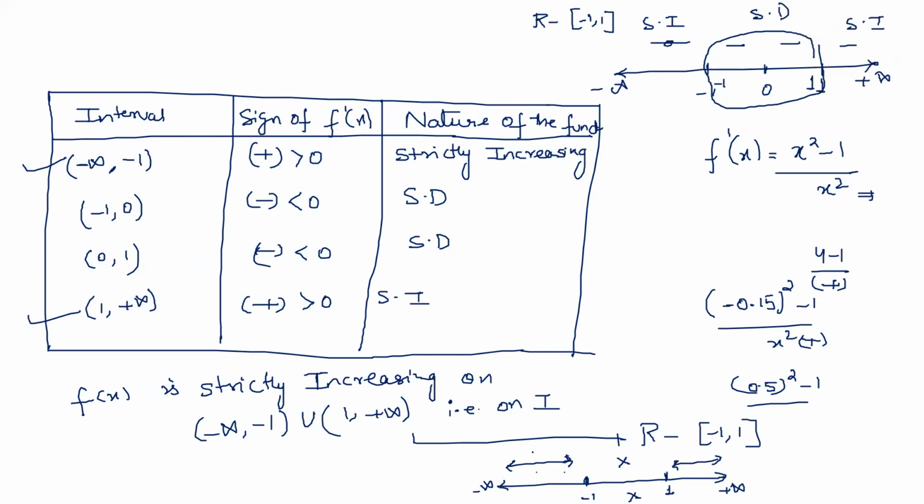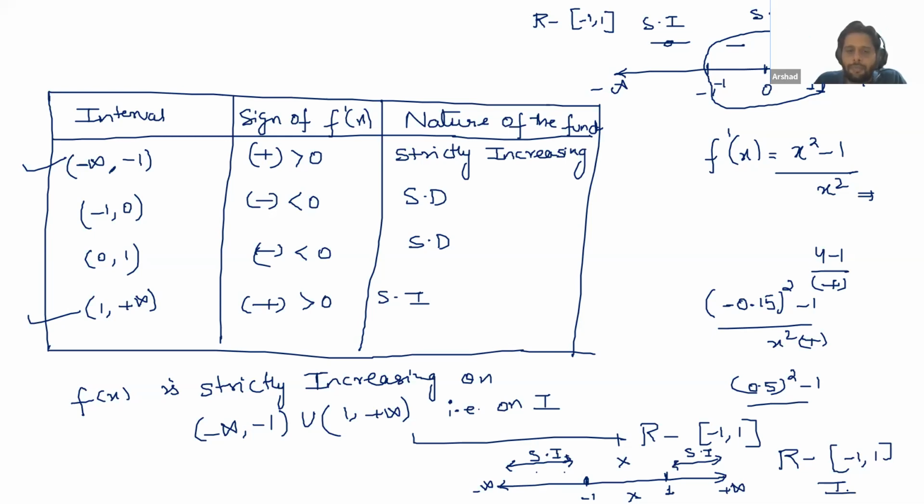So, decreasing. It's strictly increasing. Check the table. Minus infinity to minus 1: yes, increasing. And for this one, 1 to infinity, strictly increasing. Okay. And what is this? This is R except minus 1 to 1. And what is this? This is the interval I. Yes, sir, understood. Good.